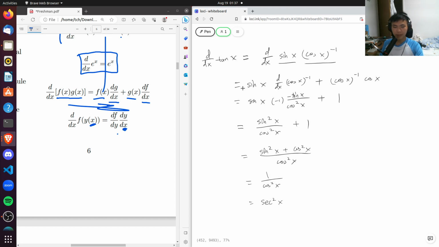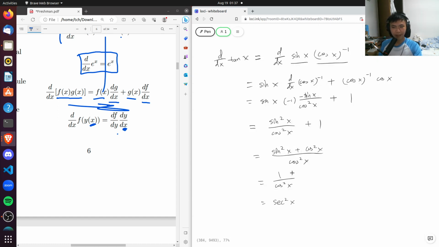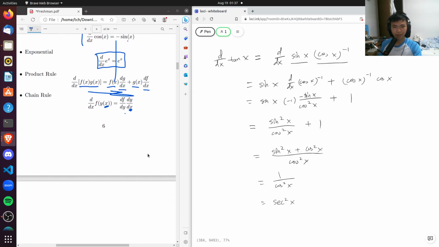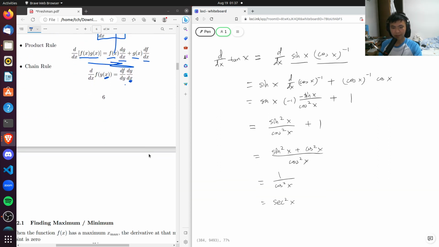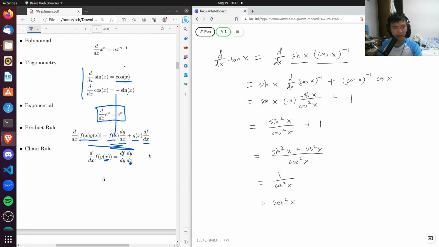When you go to Sec 3, you're going to learn a lot of these rules, and you're going to have a lot of practice with them, but these are important in physics. So study your calculus properly. So that's the exercises, and we're coming to the end of derivatives, but before that, I'm going to talk about maximum and minimum in the next video.